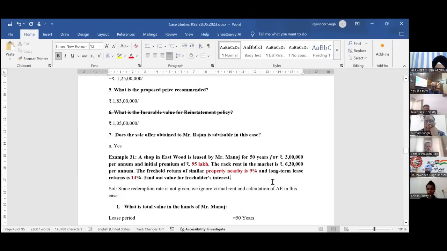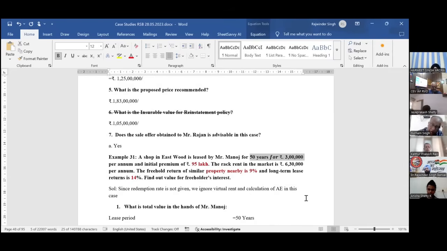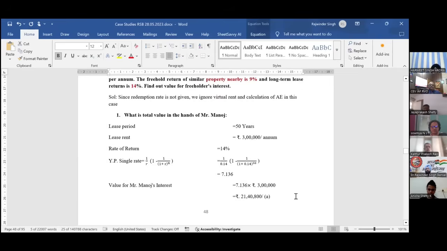So the thing is that for 50 years you are getting 3 lakh. So what will be the value of this 3 lakh for 50 years? 1 crore. 1 crore 50,000. How have you calculated 1 crore?